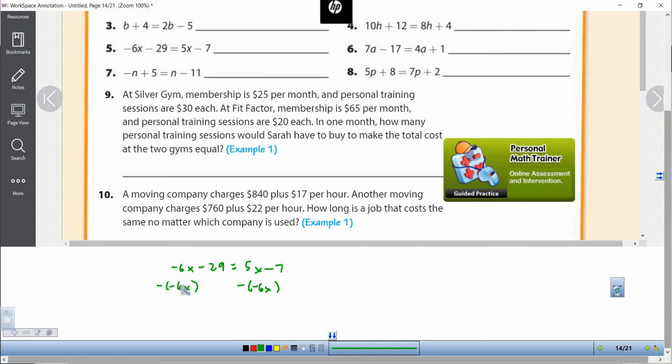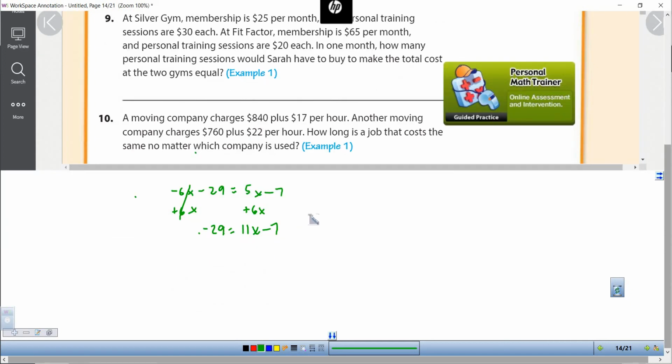But subtracting a negative is what? Subtracting a negative is the same as adding a positive. So usually when we have a negative coefficient, we don't subtract it away. We simply add the opposite. It's minus 6x, so I'm going to add 6x to both sides. It would be like I had 6 red squares and I added 6 yellow squares. They cancel. So what am I left with? Negative 29 is equal to 11x minus 7.